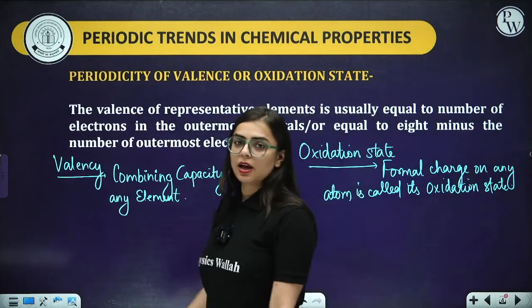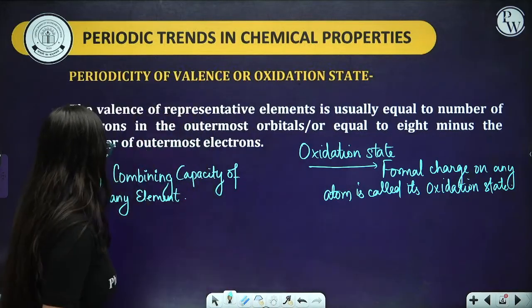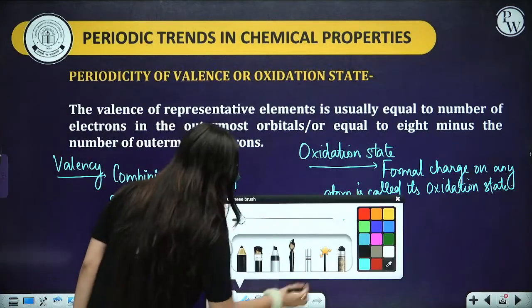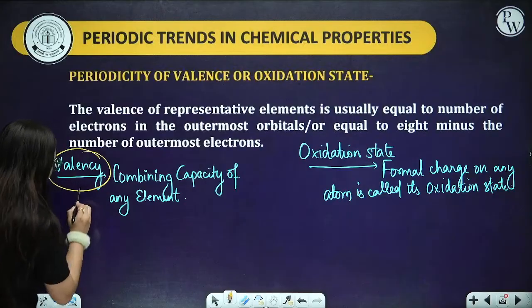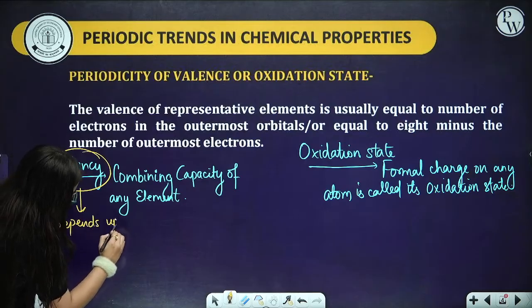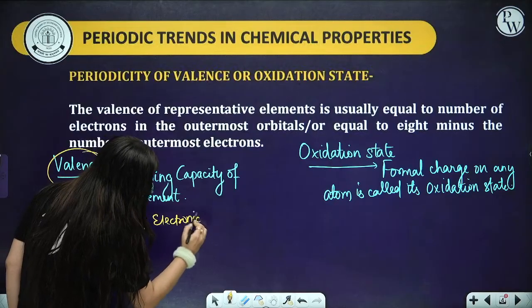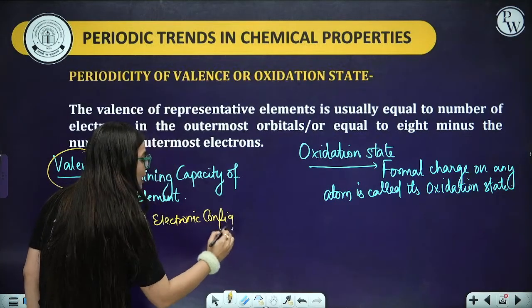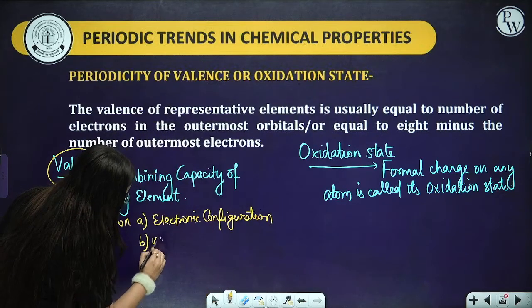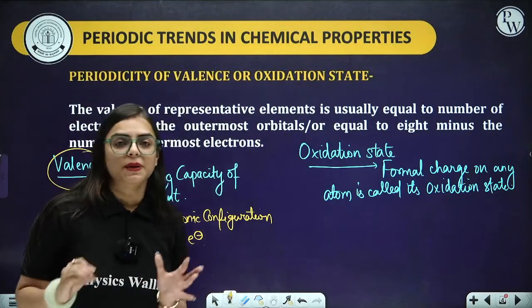Let us understand now with the help of some examples of valency and oxidation state to understand it in depth. Valency is the combining capacity of an element. How do you calculate valency? See, valency basically depends upon A, electronic configuration, and B, valence electrons. So it basically depends upon these two factors.